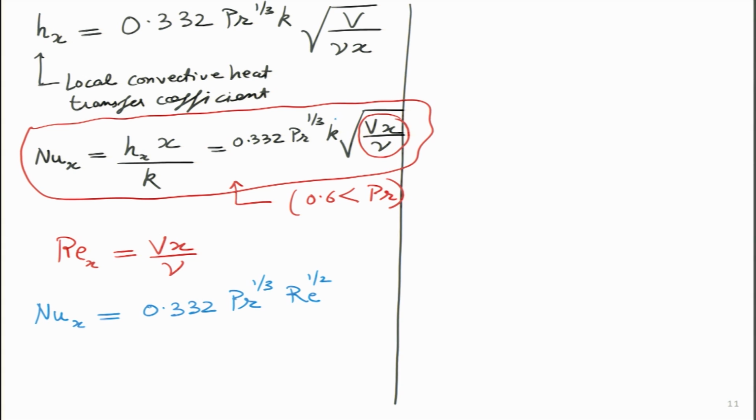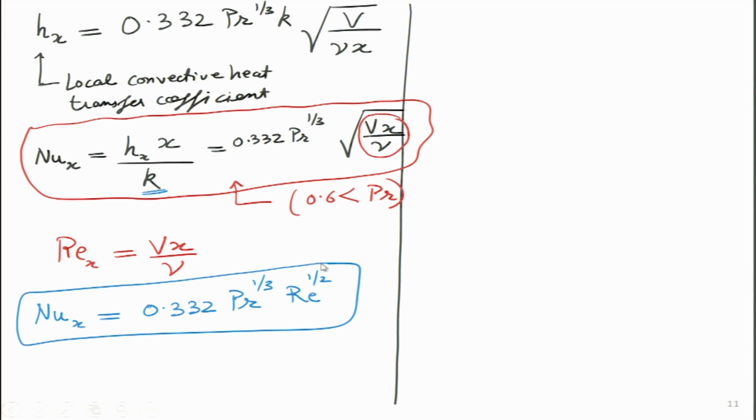And I think I made a small mistake over here. There should be no k over here because we are dividing by k. So, let me go ahead and erase this k. That is why we get a non-dimensionalized parameter equation like this, and this is known as the local Nusselt number.